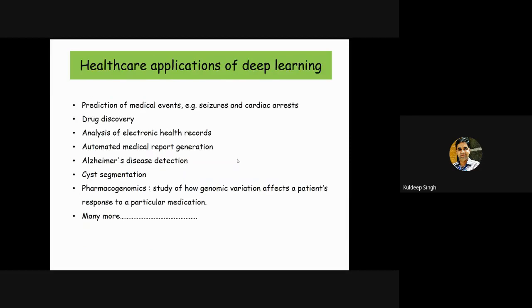This is a more extensive list of healthcare applications of deep learning. One is prediction of medical events like seizures and cardiac arrest. With the help of capturing EEG signals, an epileptic seizure can be easily predicted or detected based on the EEG signals. Also, deep learning based algorithms help us in prediction of cardiac arrest.